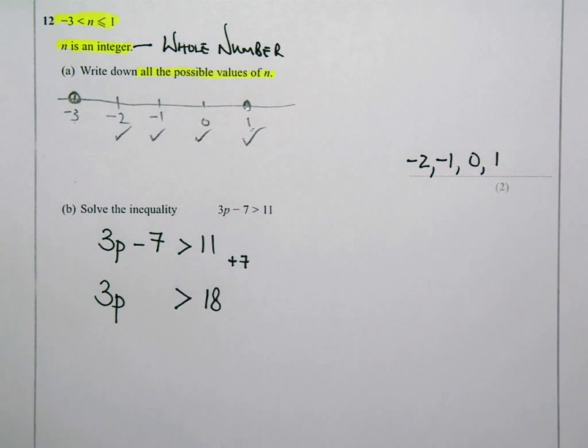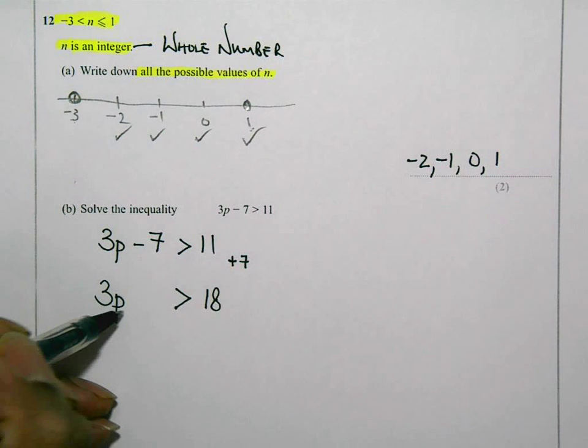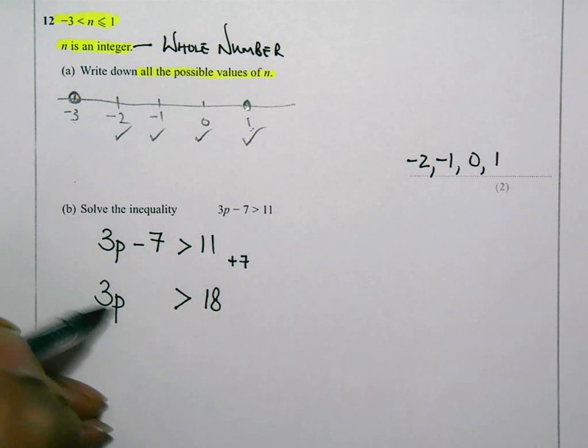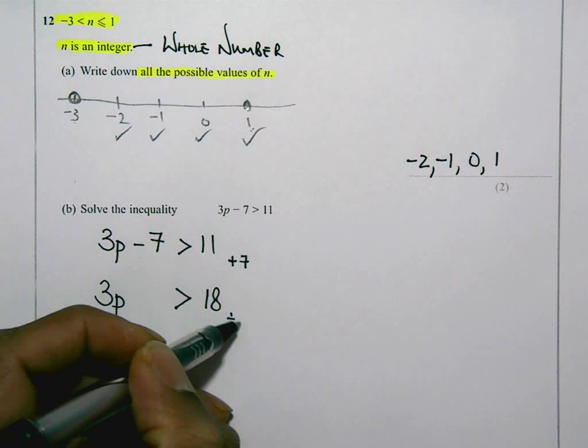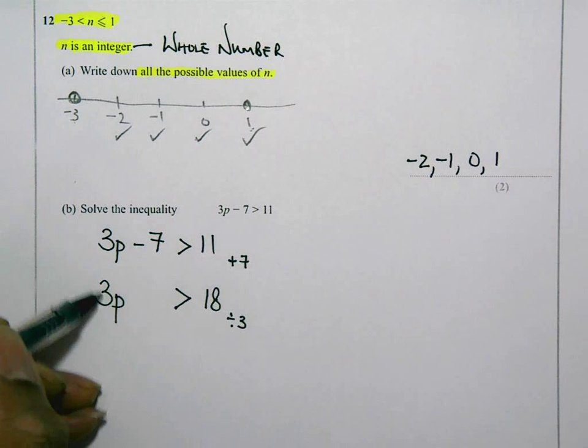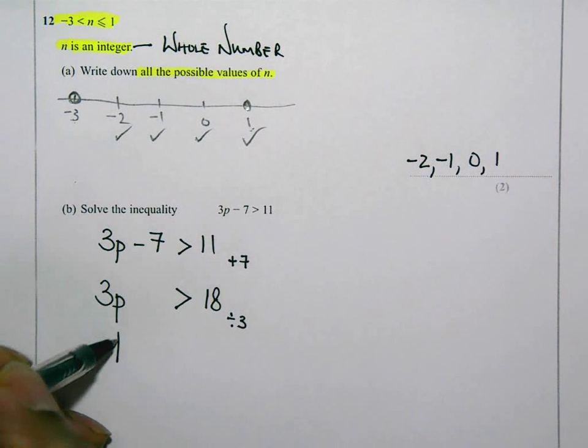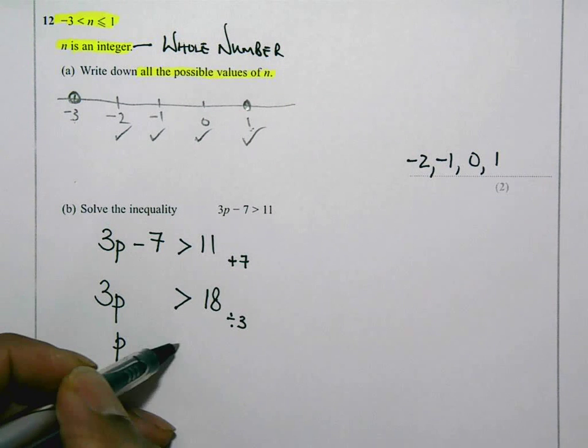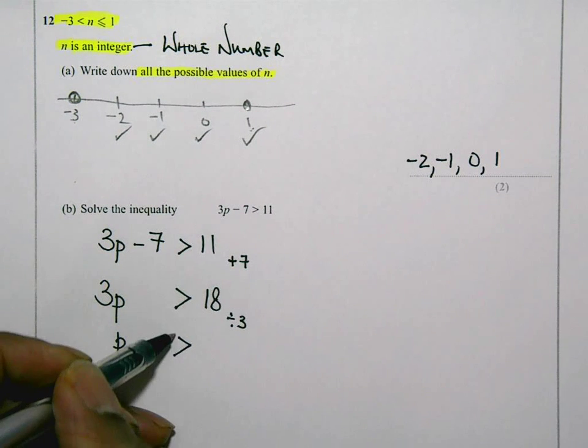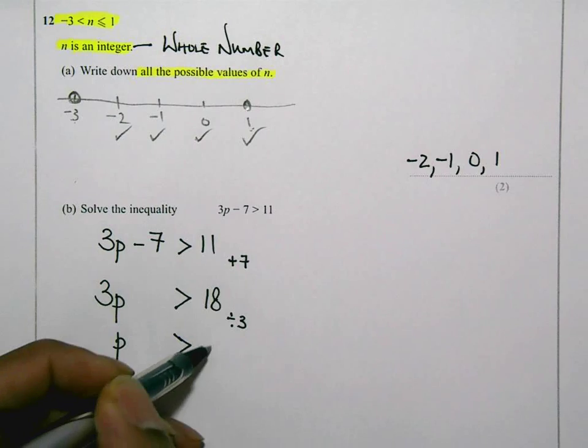Don't do anything to it. Don't change it. Don't change its direction. Don't change it to an equal sign. Just leave it there. That 3 is timesing the p. So the opposite of timesing by 3 is to divide by 3. Once I get rid of that 3, all I'm left with is p, and remember the sign stays as it is. 18 divided by 3 is 6.